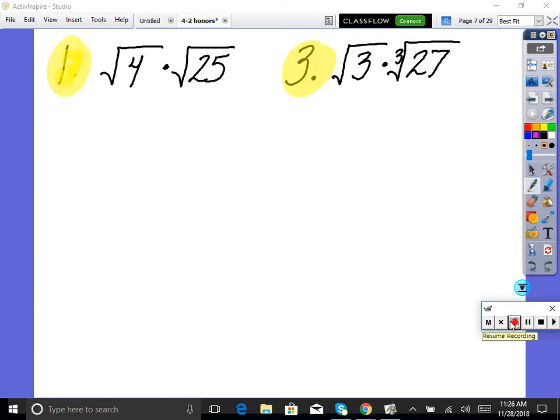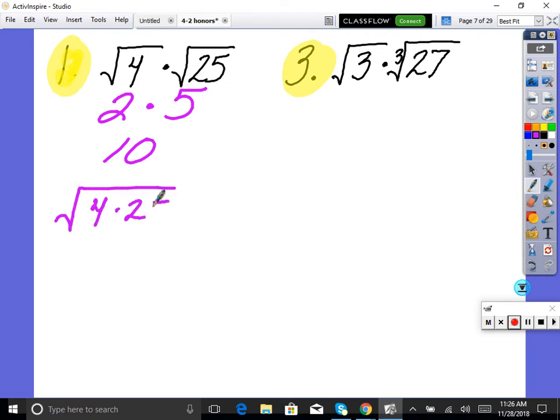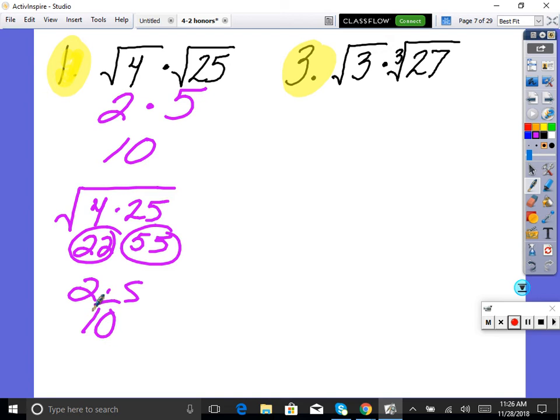Okay, problem number 1, it says multiply. So there's 2 ways to do this one. You could see if it simplifies first, which notice the square root of 4 is 2, times the square root of 25 is 5, so my answer is 10. Another way of doing it is saying, well, that's the square root of 4 times 25. So then 2 and 2, 5 and 5, pulling out groups of 2. So then we would have 2 times 5 is 10. Just 2 different ways of getting there.